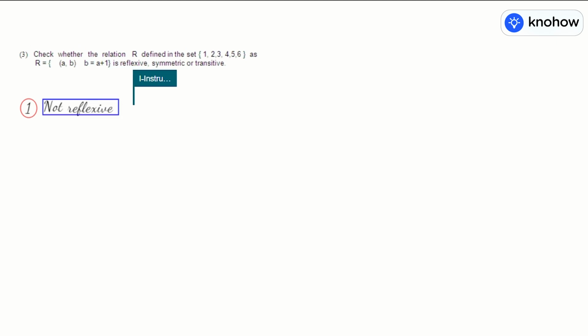a is not equal to a + 1. For example, say 2 is not equal to 2 + 1. How can 2 be equal to 3? So you can say a is not related to a, for a lying in the given set, not the set of real numbers, but let me call this {1, 2, 3, 4, 5, 6}.